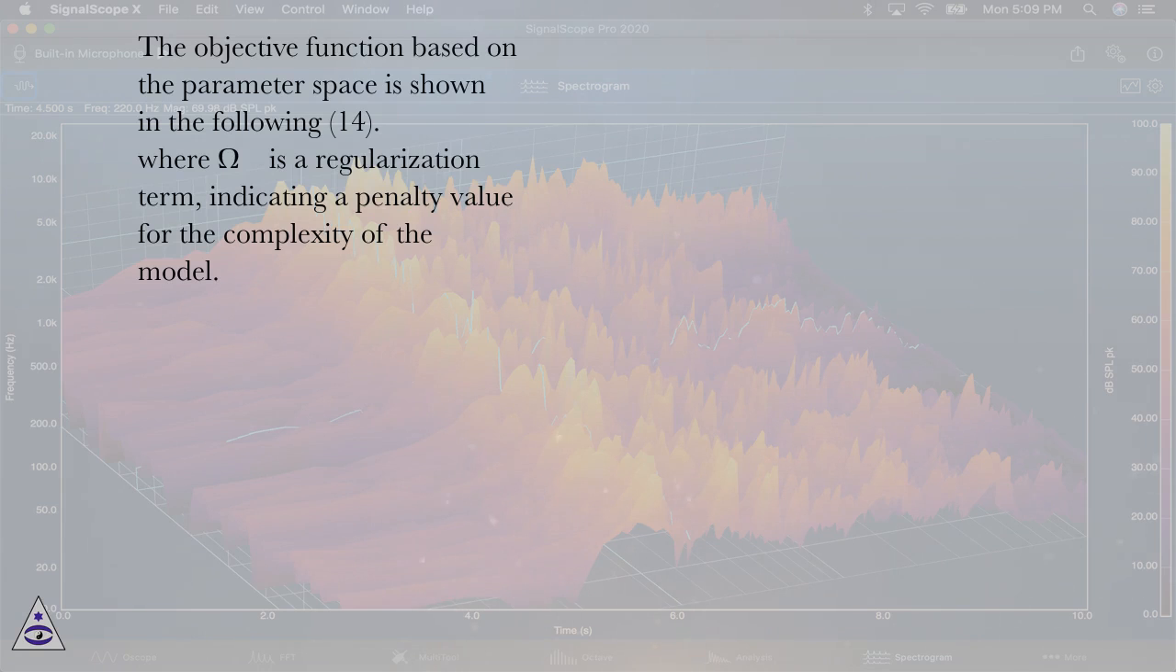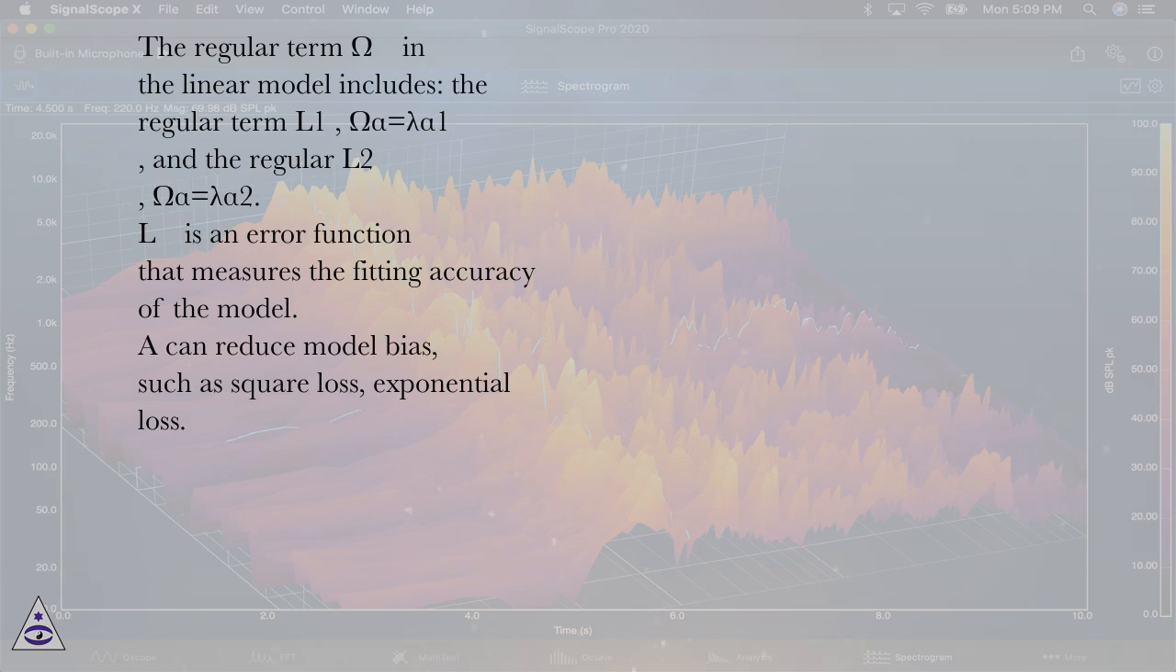Where omega(phi) is a regularization term, indicating a penalty value for the complexity of the model. The regular term omega(alpha) in the linear model includes the regular term L1, omega(alpha) equals lambda times alpha 1, and the regular L2, omega(alpha) equals lambda times alpha 2. L(phi) is an error function that measures the fitting accuracy of the model. It can reduce model bias, such as square loss, exponential loss.